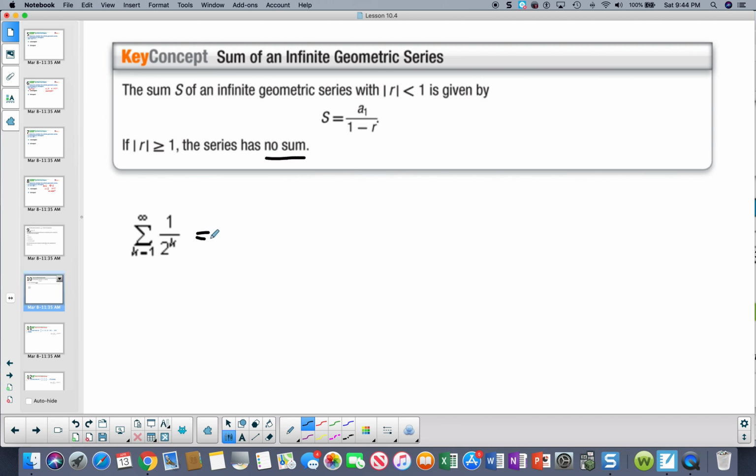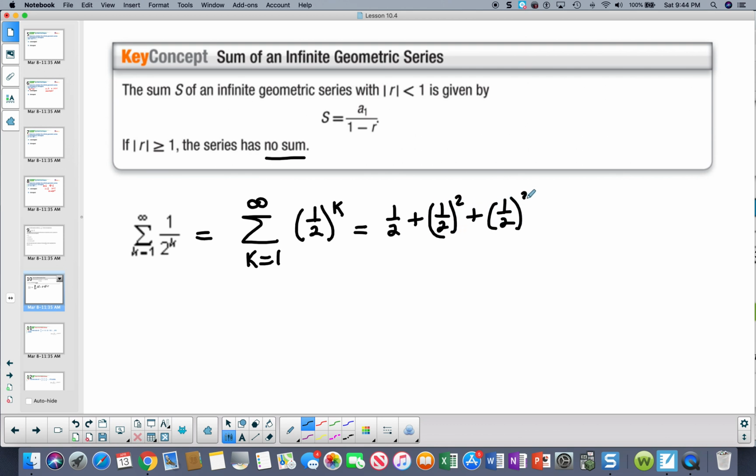Okay, so let's take a look at this summation notation and see if we can understand what's going on here. I like to rewrite this as 1/2 to the k power instead of writing it this way. So this will be 1/2 to the 1 power plus 1/2 to the 2nd power plus 1/2 to the 3rd power, and on, and we're just going to keep multiplying like that.